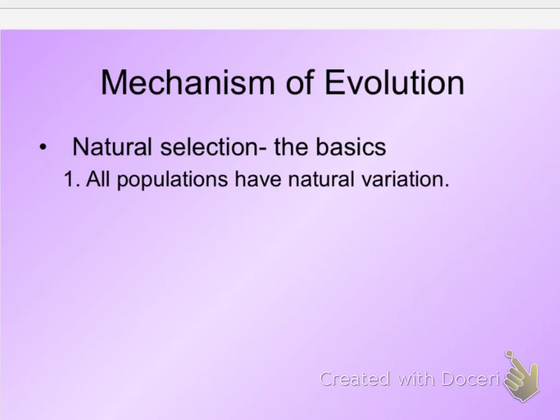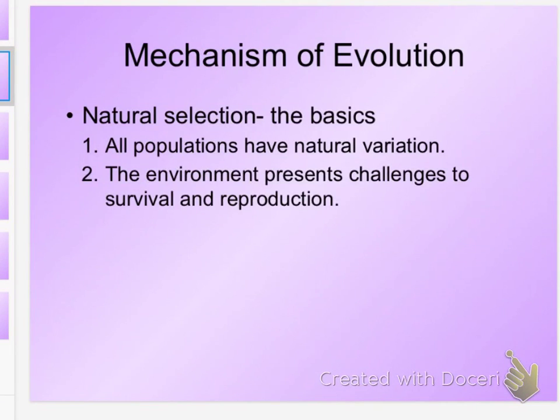So all populations have some amount of variation. We're all different. Maple trees, oak trees, dandelions have some inherent amount of variation. What does inherent mean? Just sort of inborn, fundamental to them. Inherent variation. Okay, so everybody's different. And the second one is that the environment presents challenges to survival and reproduction.